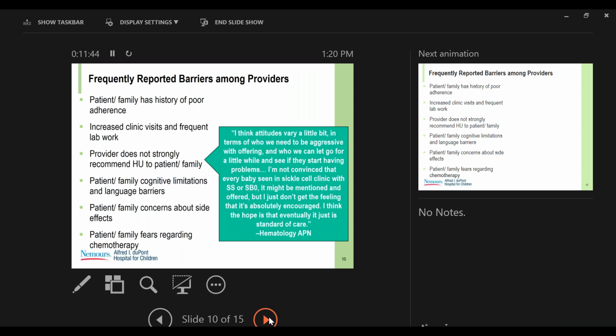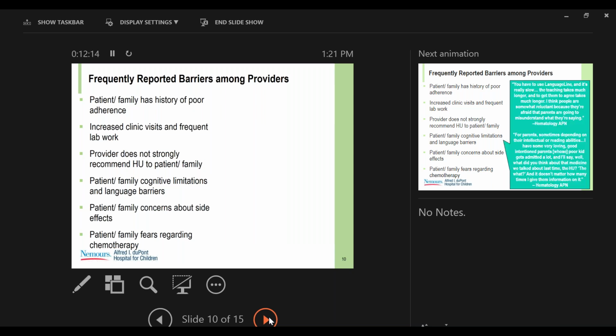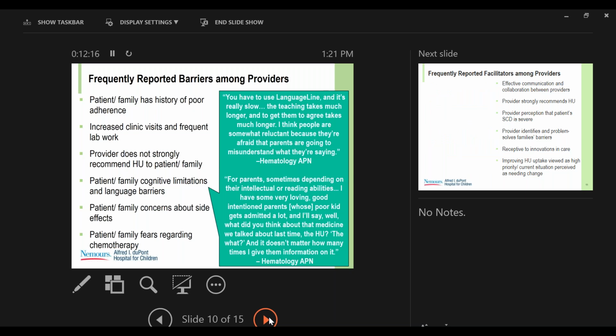Another salient barrier that providers discussed was this variability in offering it versus really advocating for the treatment. So this provider talks a little bit about how for some patients, they're really adamant about wanting the family to start, whereas for others who might not be having that many complications, it's more offered as, here's an available treatment, and they're not really advocating strongly for it. And then they also talked about patient and family cognitive limitations and language barriers being an important piece.